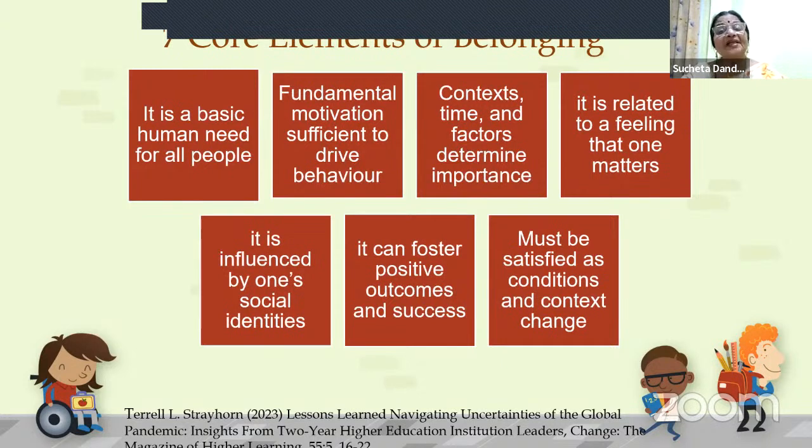The third part is context, time, and factors determine importance. It depends on where and what level we are. In college, at home, you just want to go and be with the family, and you want to be accepted in the family group or the family dinner. Whereas in adolescence or in our kind of setup in health professions, there is this peer group that is important and people want. So the time and factors also depend on this element of belonging.